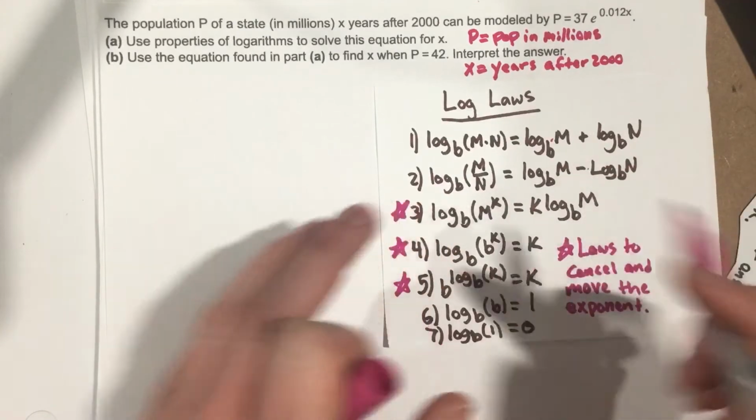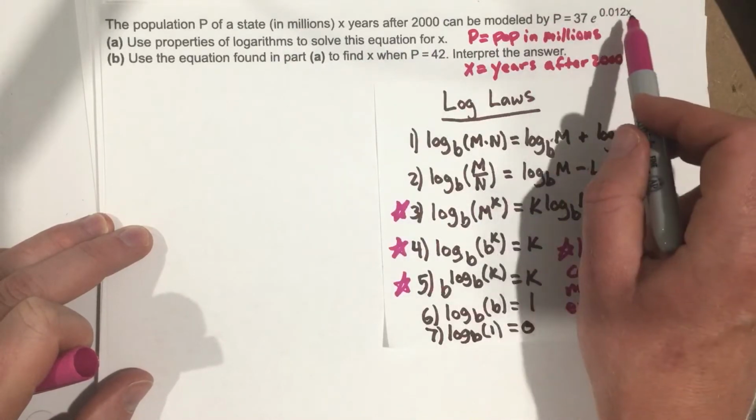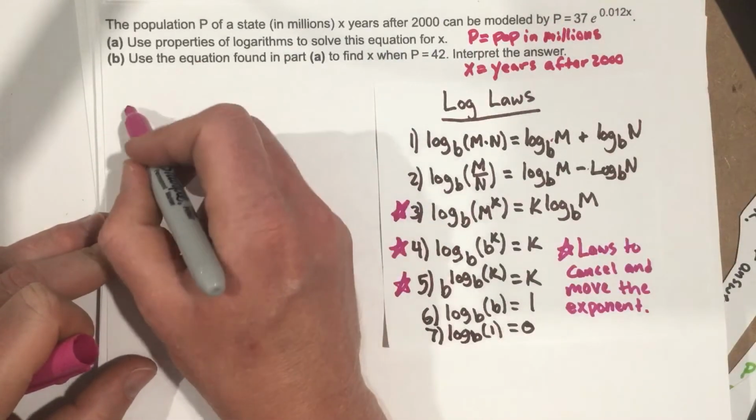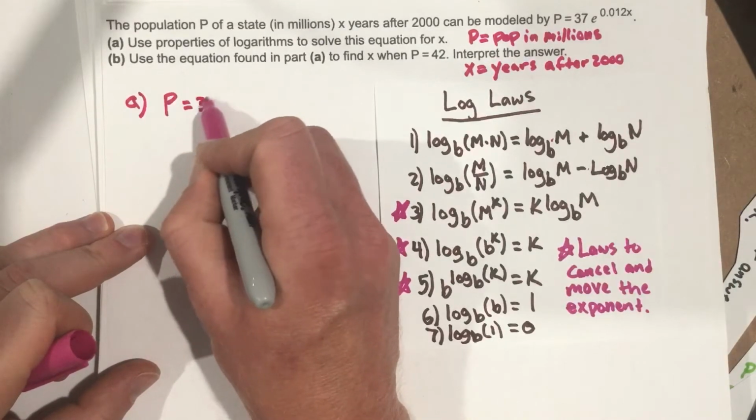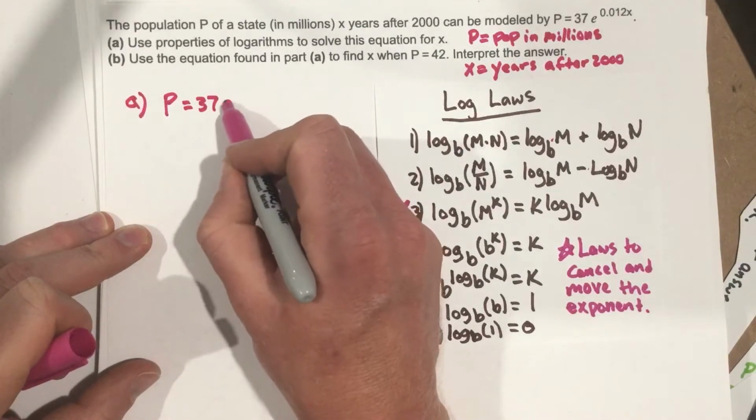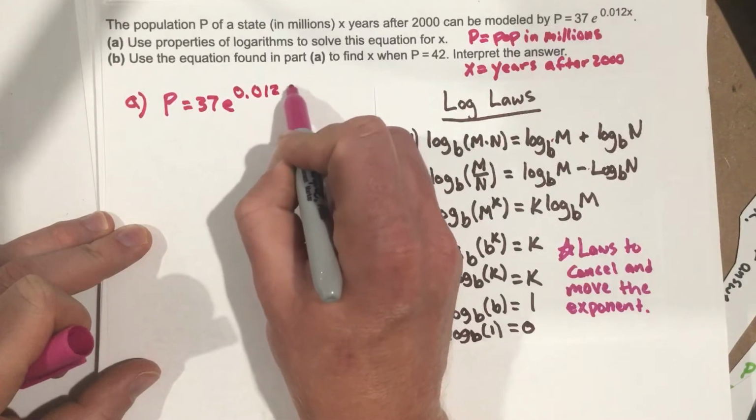Part A. Use properties of logarithms to solve this equation for x. So take this equation, solve it for x. So we're just rewriting it. So part A, we're going to start with P equals 37 e to the 0.012x.